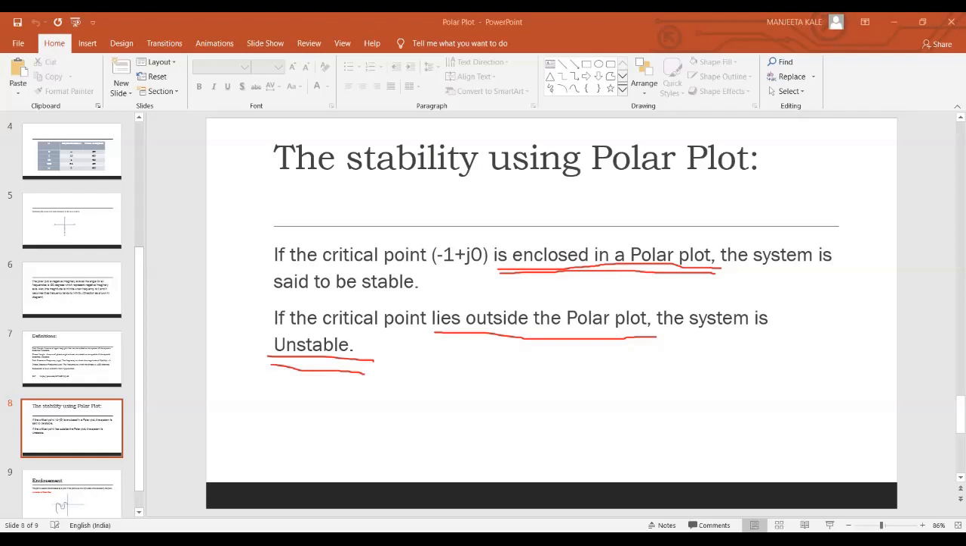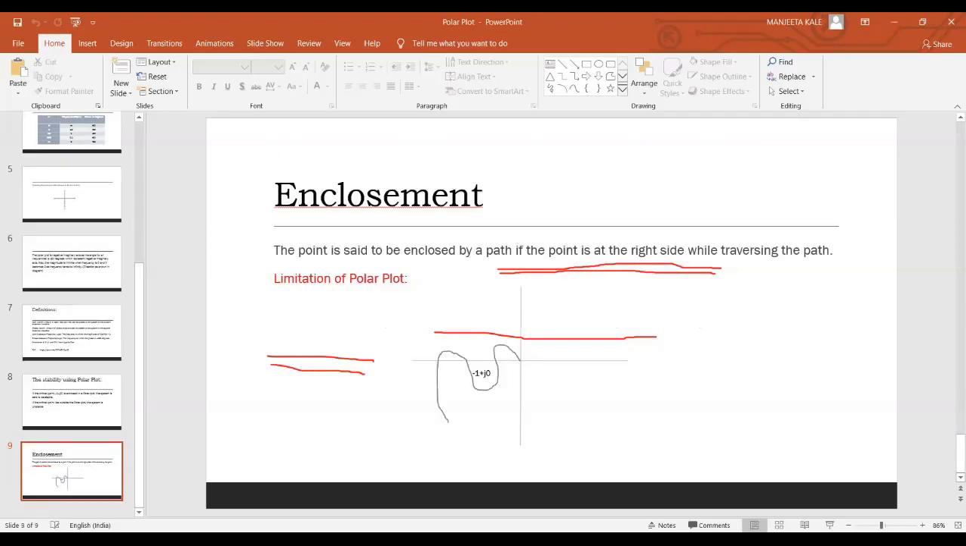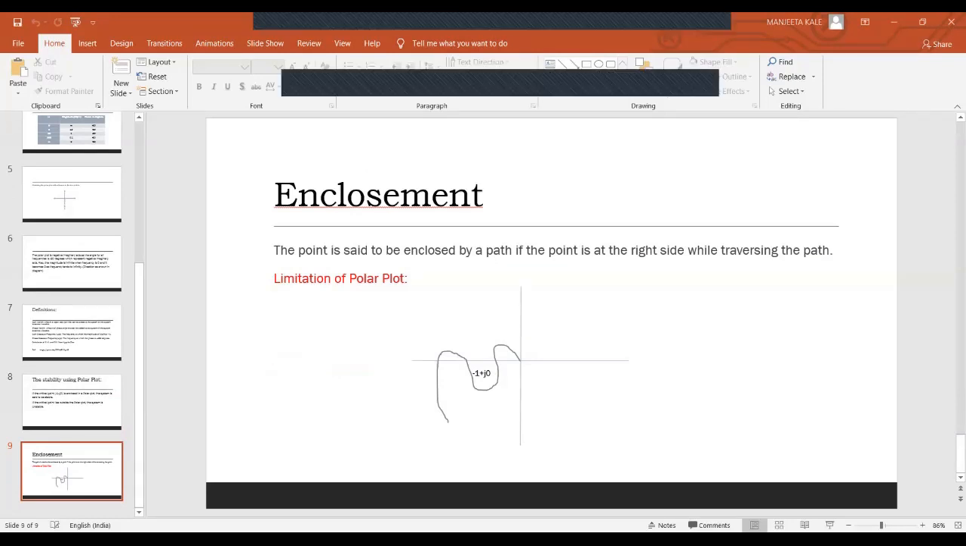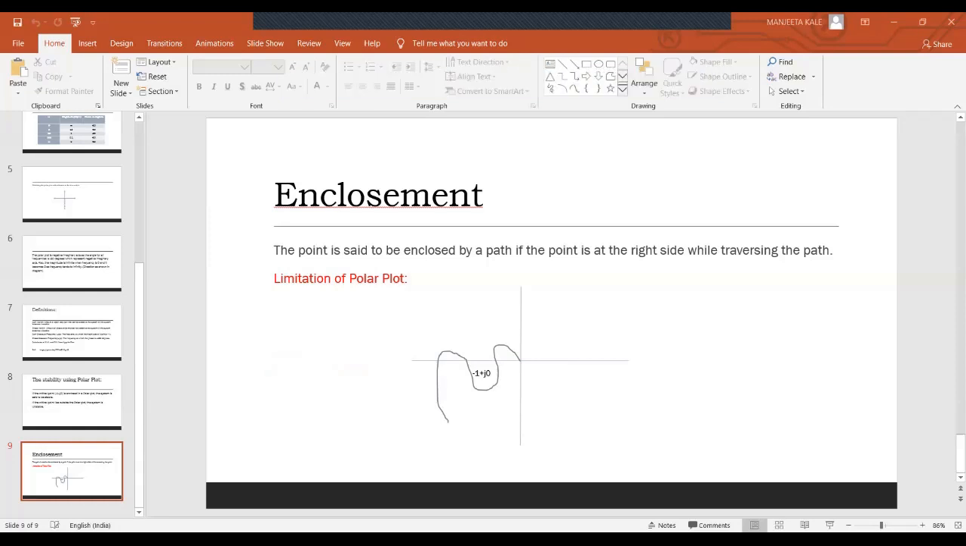Okay, so now what we will do is we will see what is enclosement, the technical or contextual meaning of enclosement. A point is said to be enclosed by a path if the point is at the right side while traversing a particular path. Okay. Now, I hope the meaning is clear to you.